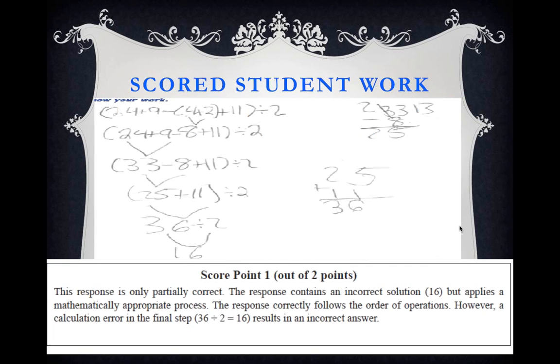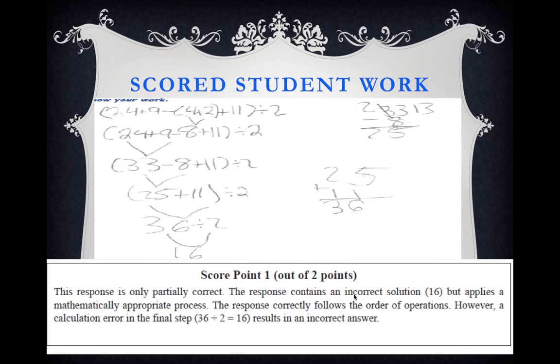All right, this is the student that scored 1 point out of 2, and the response is only partially correct, and we'll see where they went wrong. The response contained an incorrect solution, which they ended up with 16, but applies a mathematically appropriate process, which means they were pretty much trying to follow the order of operations, but they just ended up messing up on the 36 divided by 216. So they ended up with that particular result.